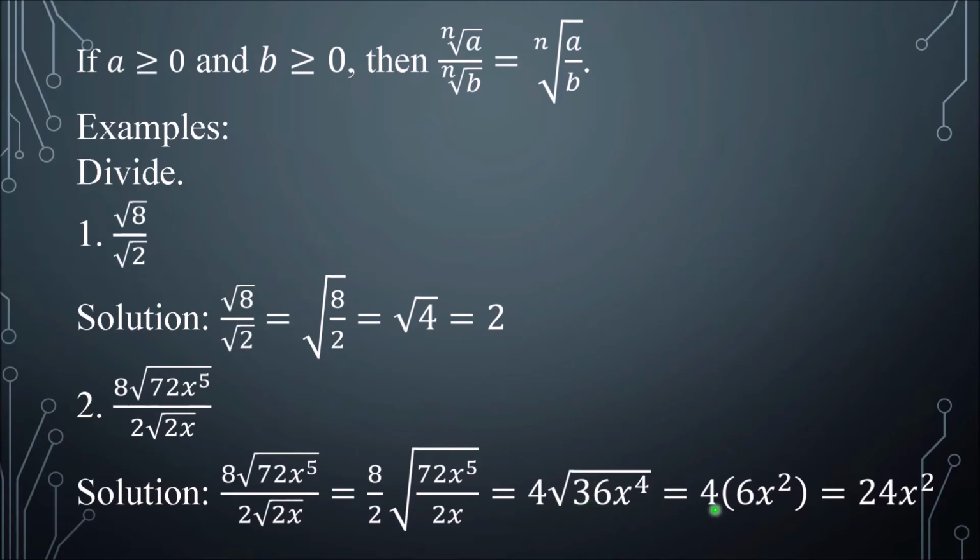Now, square root of 36 is 6. Square root of x raised to 4 is x squared. So square root of 36x raised to 4 is 6x squared. Then multiplying that by 4, the final answer is 24x squared.